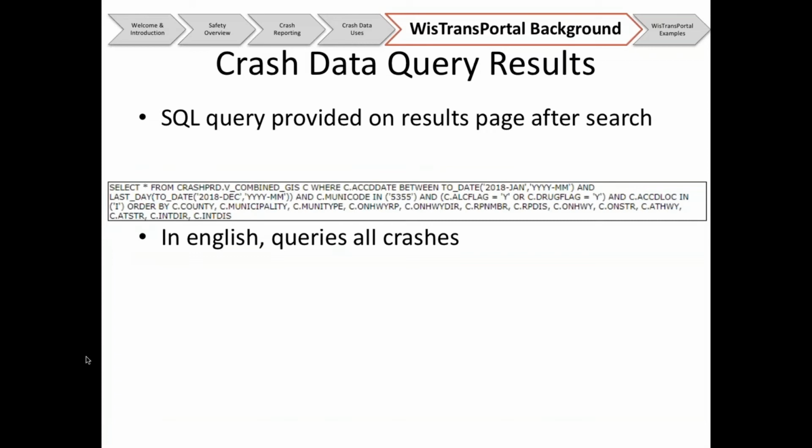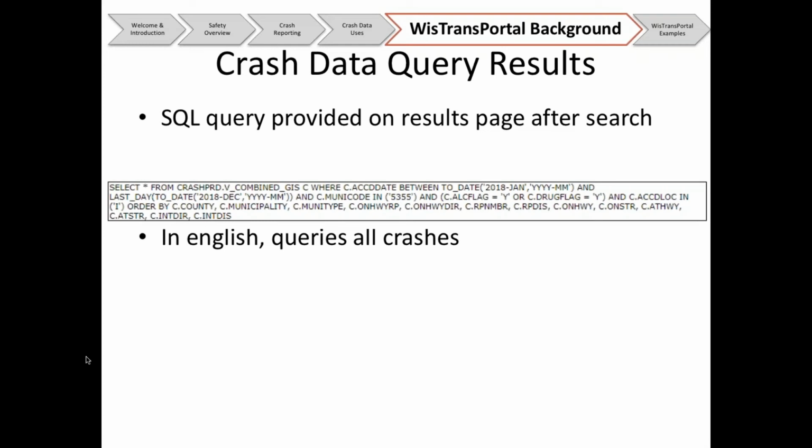So you're looking at selecting that star, which means I want to bring back all of the data elements. It says where it's looking at, so it's looking at crash production, the combined GIS. It then tells you the parameters for that search. So it's looking at a crash date between January 2018 and December of 2018.